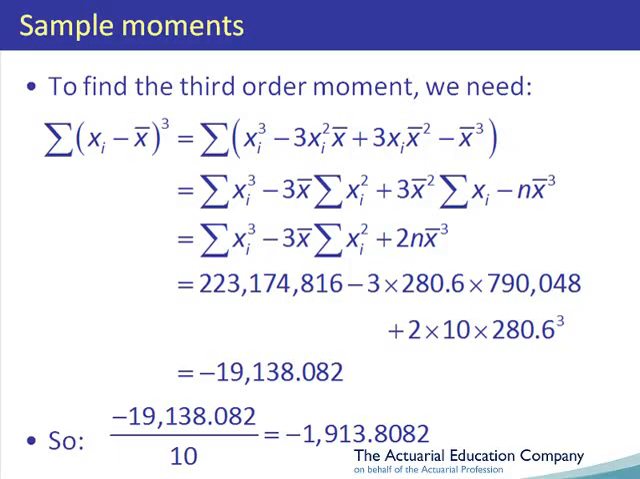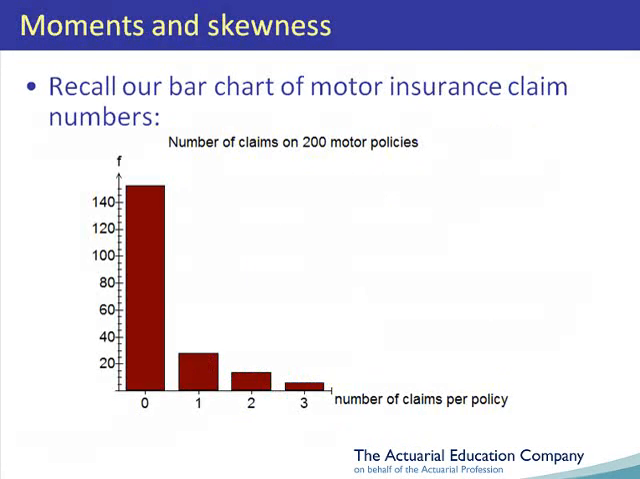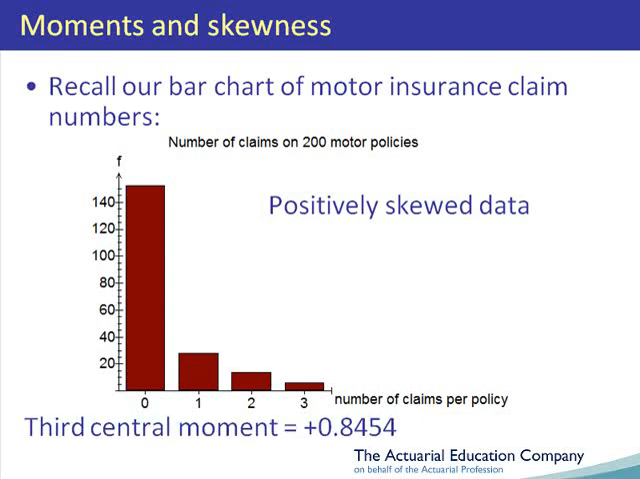We now look in more detail at the idea of skewness. Here are some examples of bar charts for different sets of sample data. Our first bar chart uses the data for the numbers of motor claims that we saw in a previous unit. Here, there is a marked tail to the right of the distribution. We say that the sample data here are positively skewed. If we calculate the third central moment for these data, we find that they have a third central moment of plus 0.8454.